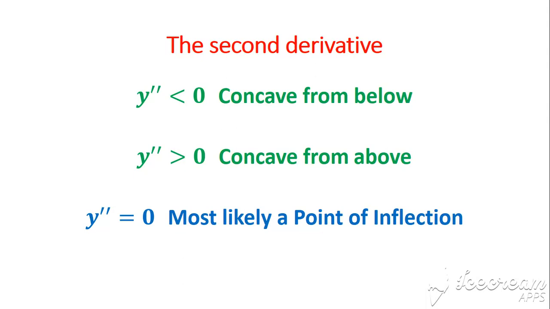Here are some notes that may be worth stopping and copying down to remember them. If the second derivative y double dash is less than 0, we say the function's concave from below. If the second derivative y double dash is greater than 0, we say that the function is concave from above. And if the second derivative is actually 0, we say it's most likely a point of inflection, though it's not always.